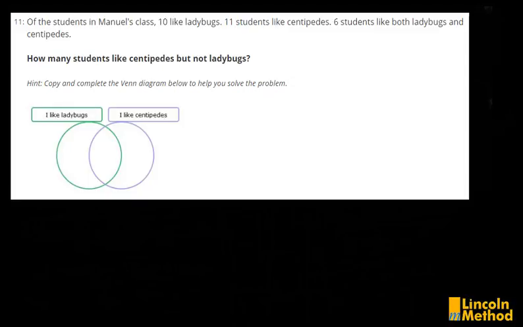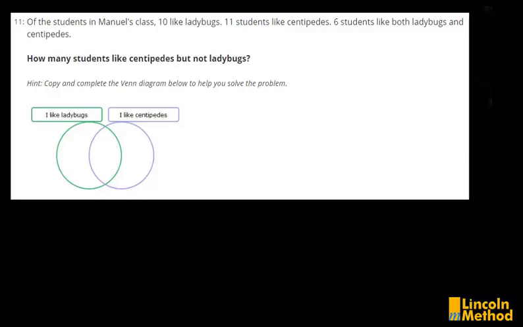Of the students in Manuel's class, 10 like ladybugs, 11 students like centipedes, and 6 students like both ladybugs and centipedes. How many students like centipedes but not ladybugs? Copy and complete the Venn diagram below to help you solve the problem.